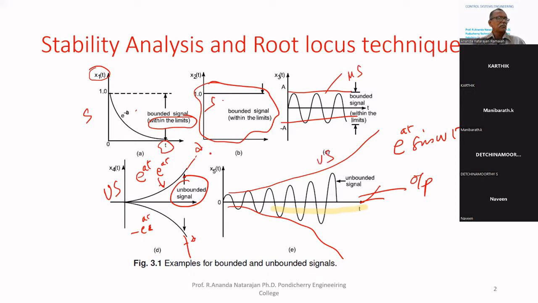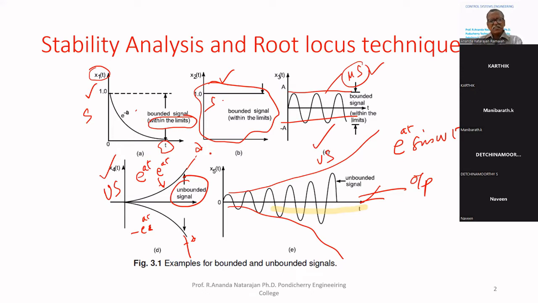If the system's output is like this, we can say that this is a stable system output. This is a marginally stable output. This is an unstable output. This is also an unstable output. Our system itself is unstable, that's why it gives unstable output.